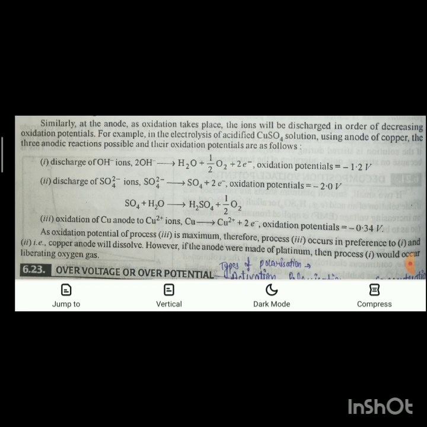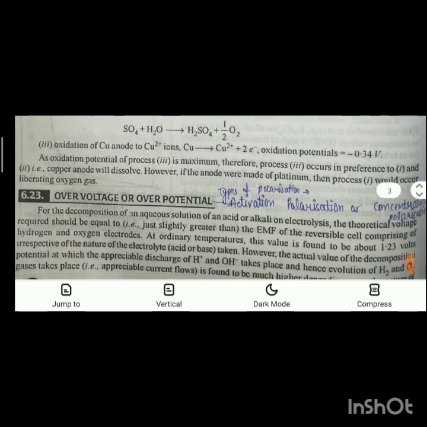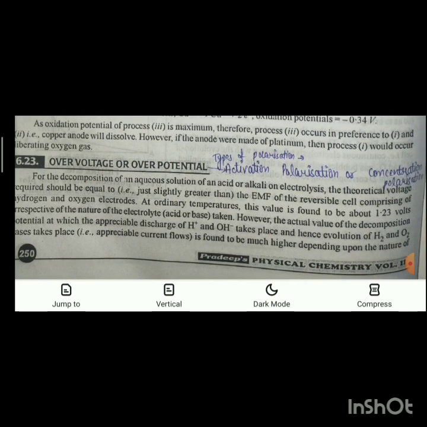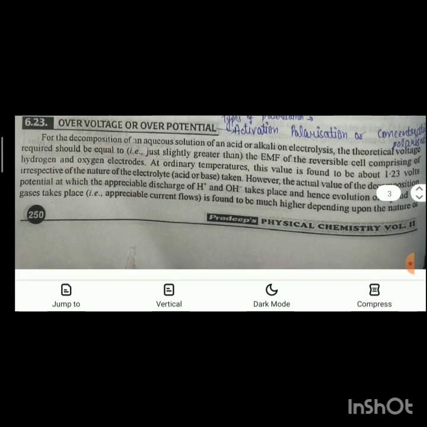Now the third one is oxidation of copper anode to Cu2+ ion: Cu to form Cu2+ plus 2 electrons. Oxidation potential equals -0.34 volt. As the oxidation potential of process 3 is maximum, process 3 occurs in preference to first and second. Copper anode will dissolve. However, if the anode were made of platinum, then process first would occur, liberating oxygen gas.